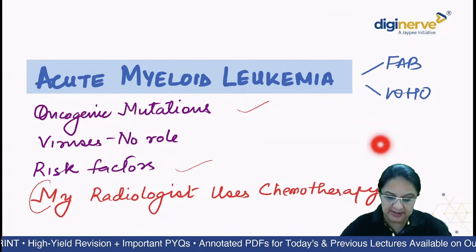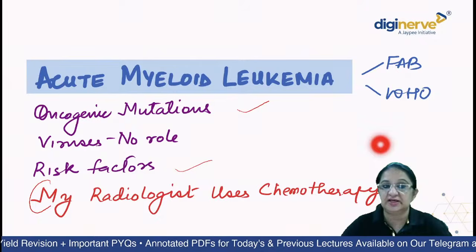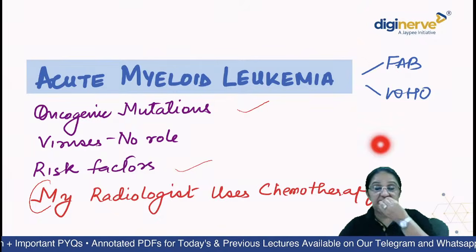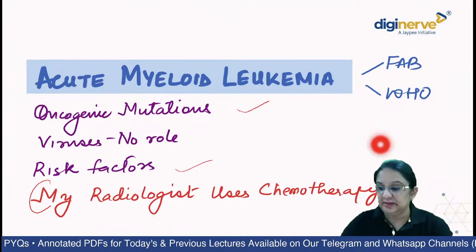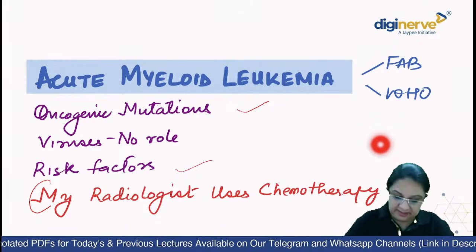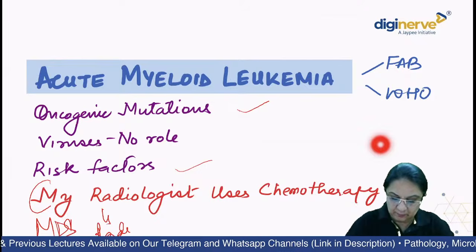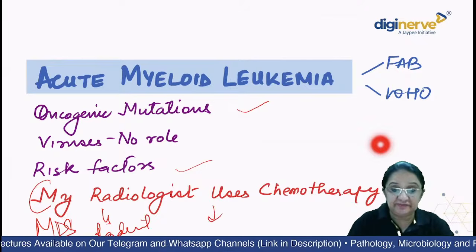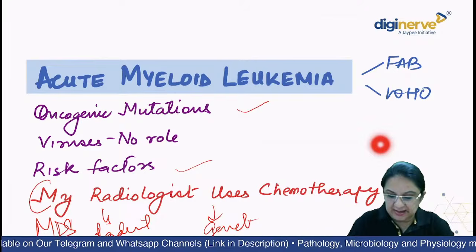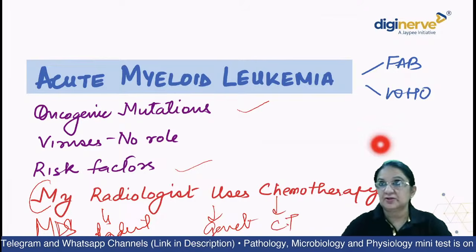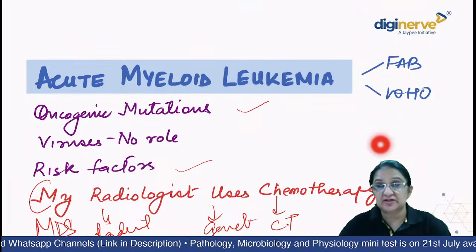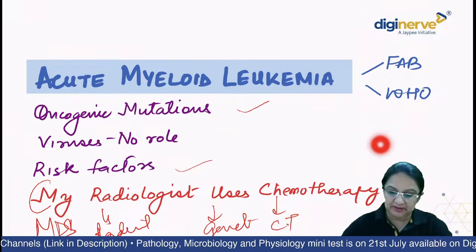Remember, my radiologist uses chemotherapy. MICA is MDS. Radiation, unknown genetic defects, and chemotherapy. So these are the risk factors for acute myeloid leukemia.